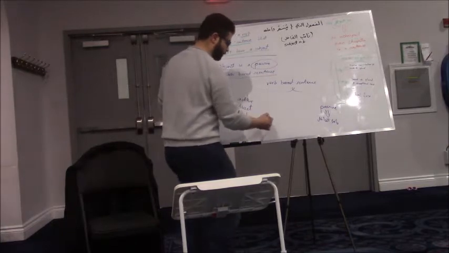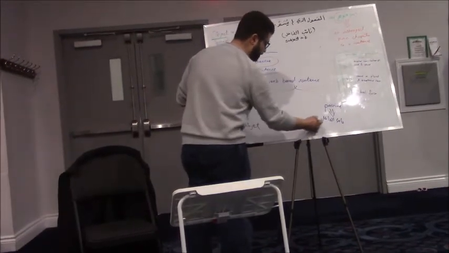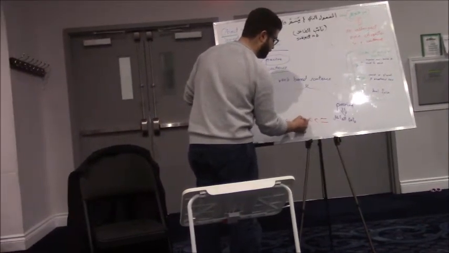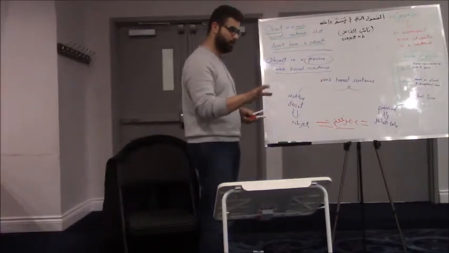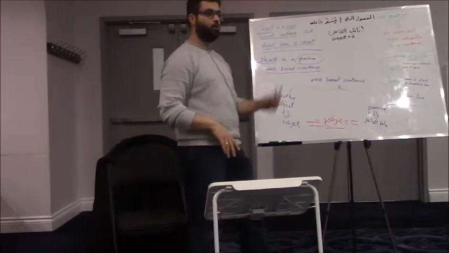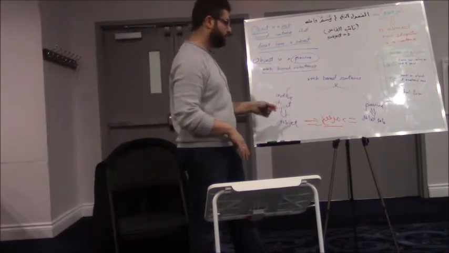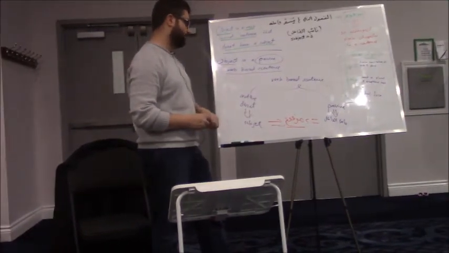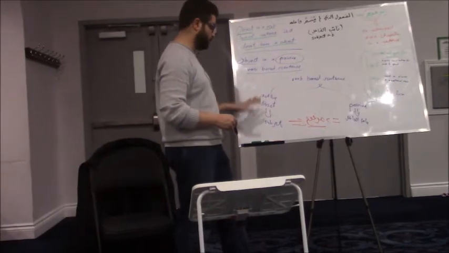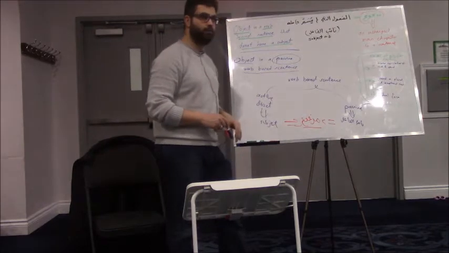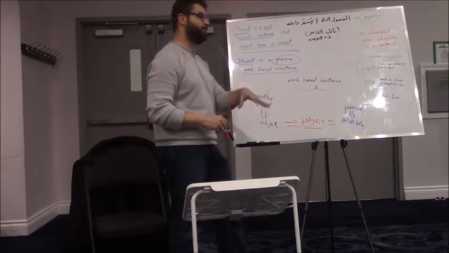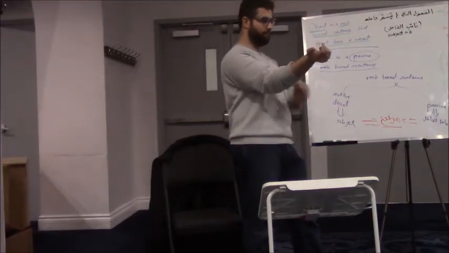Now, in what way are these 2 guys equal? They're both marfu'. The whole point of us going through it in the way that we're going through it is that they're both going to be marfu'. So you have to look at the verb and see if it is active, direct, and then you look for the subject. If it's a passive verb, then you look for the na'ib al-fa'il or the object of the verb-based sentence. Sometimes you may not find it.